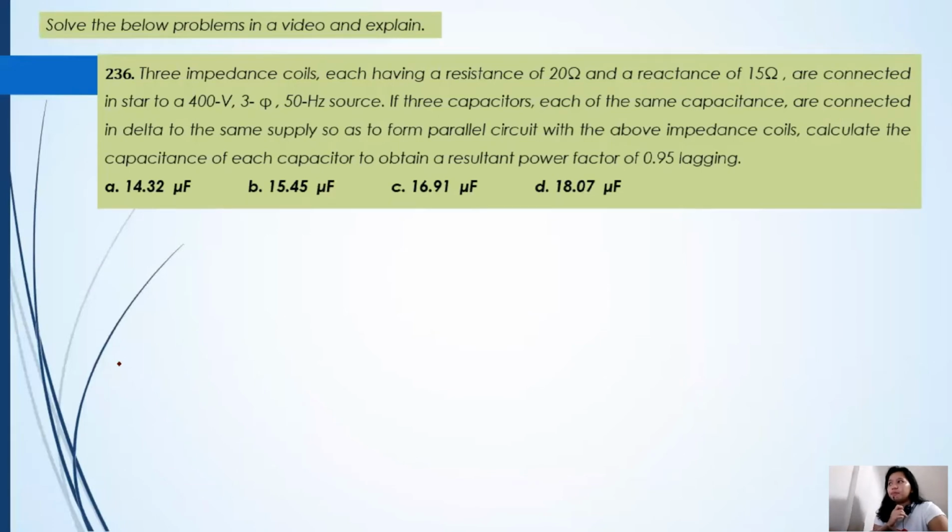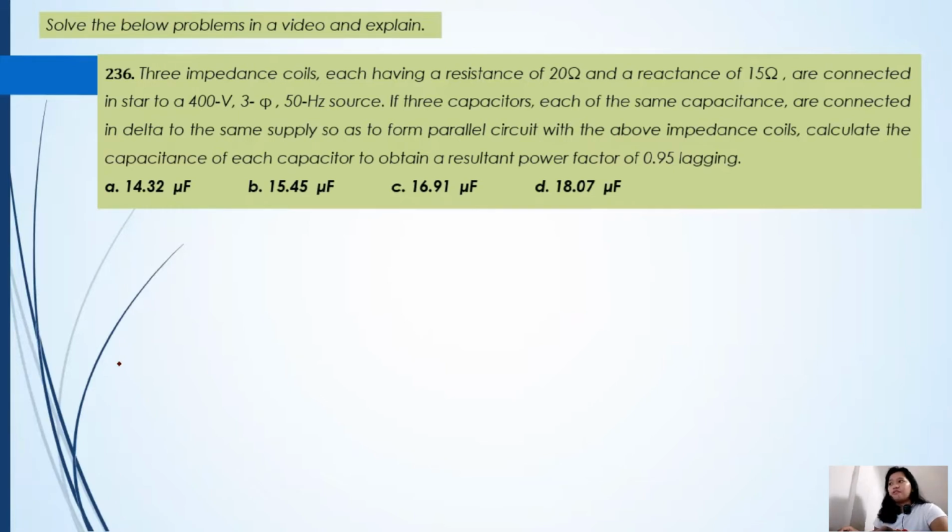So, the first problem is number 236. Three impedance coils, each having a resistance of 20 ohms and a reactance of 15 ohms, are connected in star to a 400 volts, 3 phase, and 50 hertz source. If three capacitors, each of the same capacitance, are connected in delta to the same supply so as to form a parallel circuit with the above impedance coils, calculate the capacitance of each capacitor to obtain a resultant power factor of 0.95 lagging.